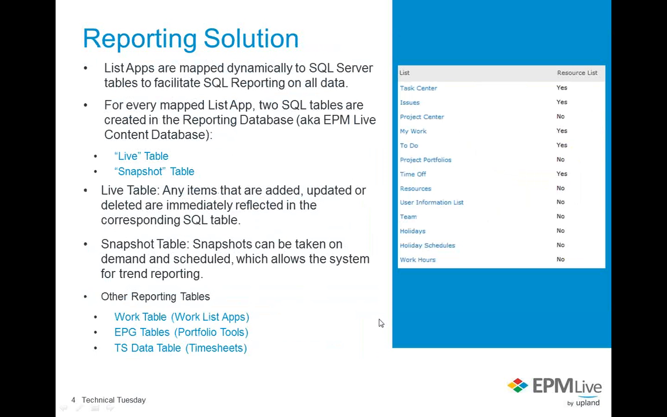Now, as we're talking about reporting, the way that this works from a technical perspective and how you can modify this from settings is that we have our EPM Live reporting solution. All of our various data is saved into different list apps. For example, all of our project data goes into the Project Center. All of the various tasks and project schedules go into Task Center, issues into the Issues list app, etc. You can see there's a lot of pre-built list apps available here.